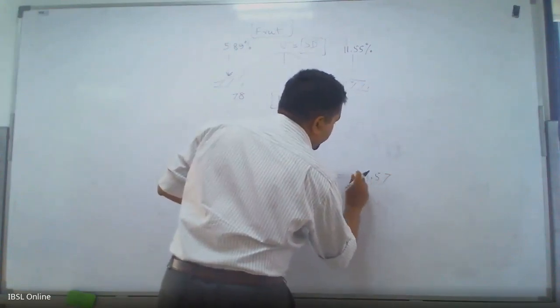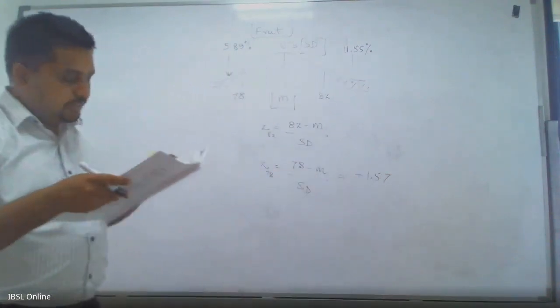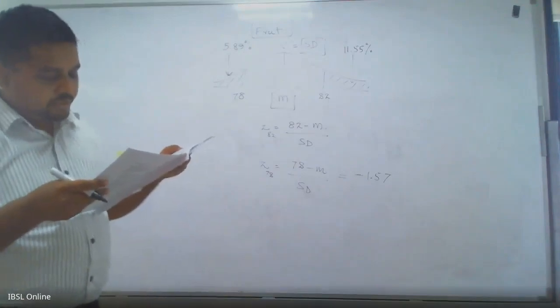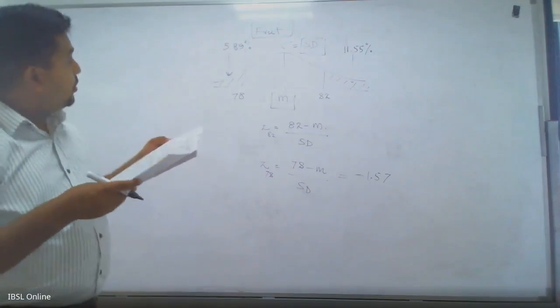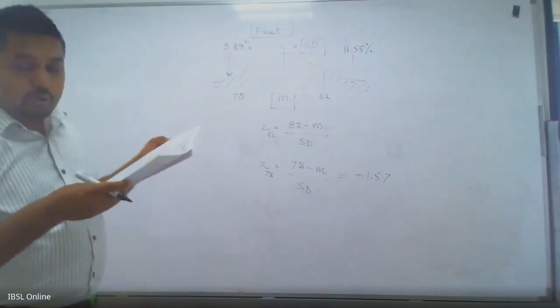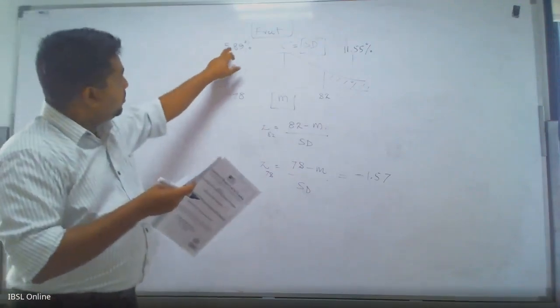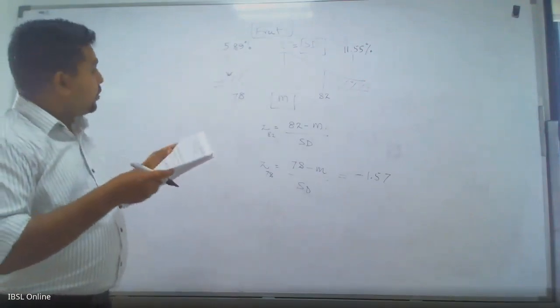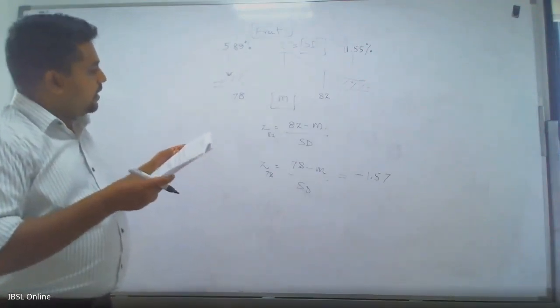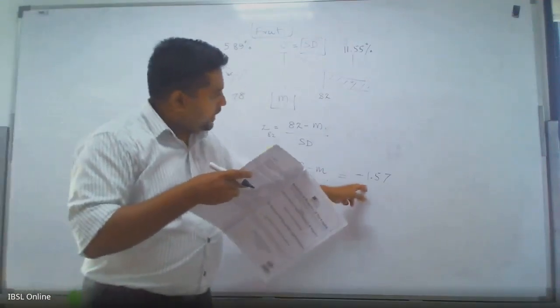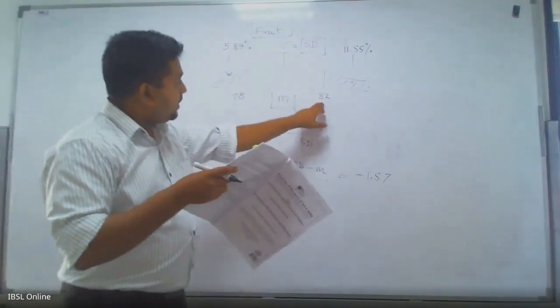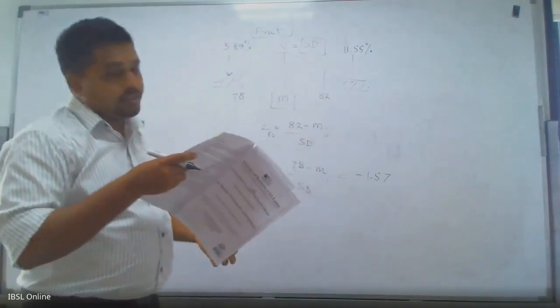Sorry, not percent, negative 1.57 from the tables, to have an approximate value of 0.5821. That means more or less close to 5.8. Okay, so that means this particular Z value should be negative 1.57. What about this one? Can we directly take 11.55 here?